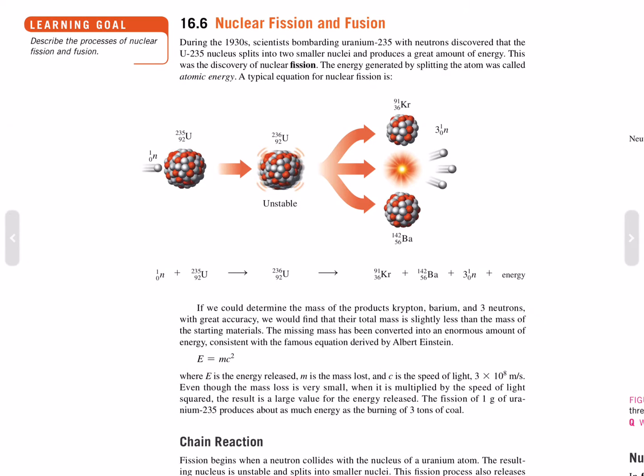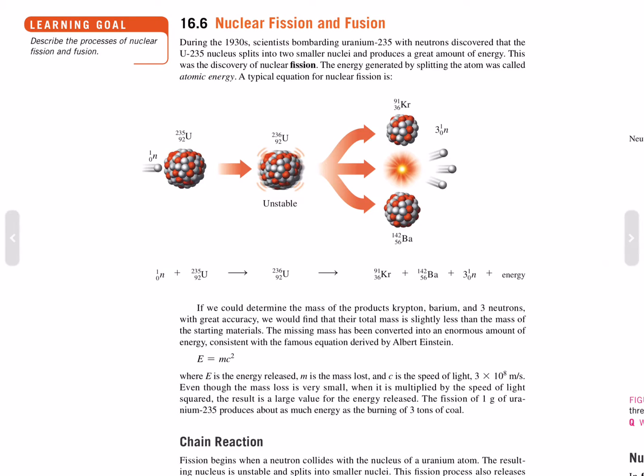a neutron plus uranium-235 becomes uranium-236, which breaks into krypton-91 plus barium-142 plus 3 neutrons plus energy. If we could determine the mass of the products of krypton, barium, and 3 neutrons with great accuracy, we would find that their total mass is slightly less than the mass of the starting materials.